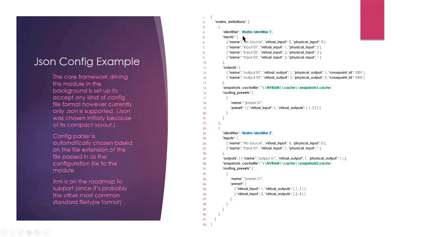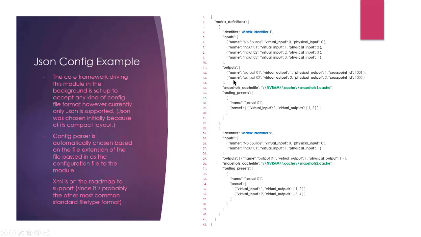In this case, you've got two matrix definitions. So this is an array, a JSON array. Matrix identifier 1 and matrix identifier 2. This was used for my testing. But you've got inputs, outputs, snapshots, cache file. This is where the import and export thing is concerned. And routing presets, which is based on the virtual input and virtual output mapping. And then your preset names.